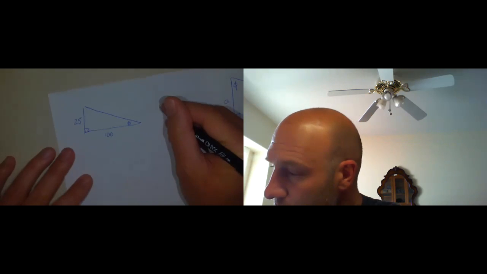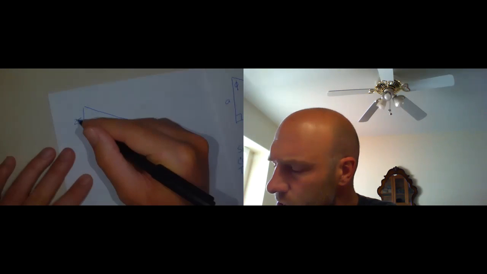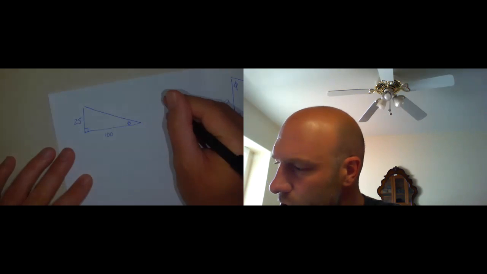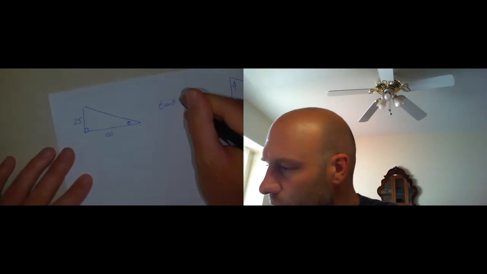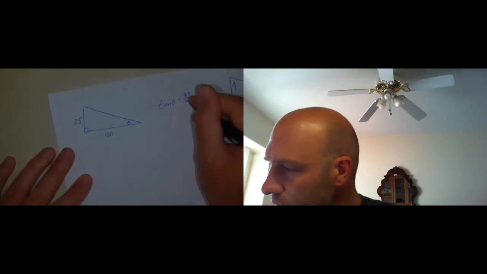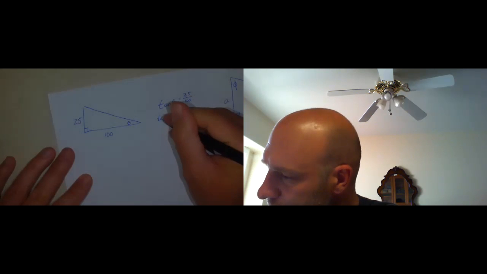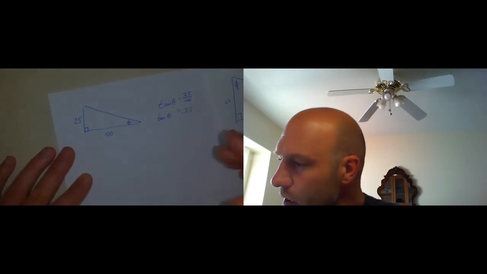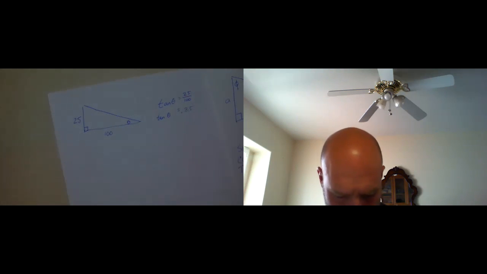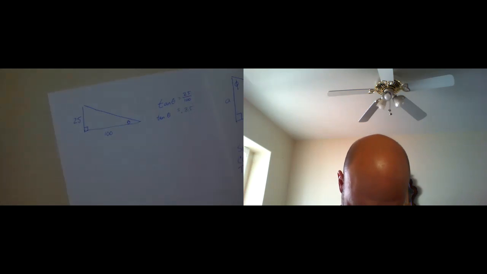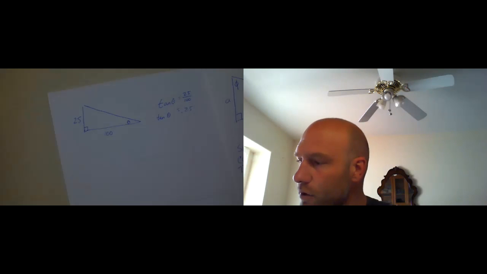Well, I know this one and this one, so the trigonometric ratio I want to use is tangent. The tangent of theta equals 25 over 100 equals 0.25. And so now I can look and ask, okay, what angle has a tangent of 0.25? And again, I'm glancing in my book, and it is really close to 14 degrees.